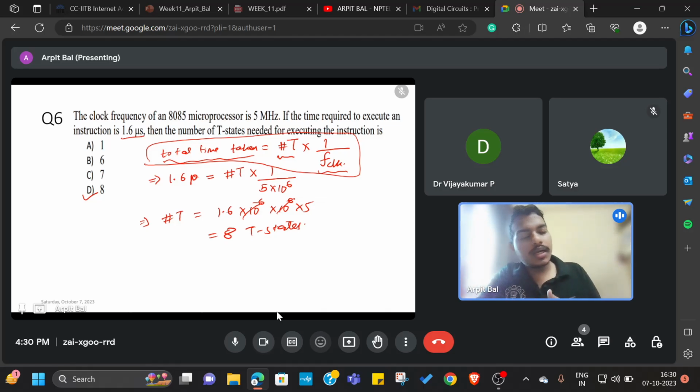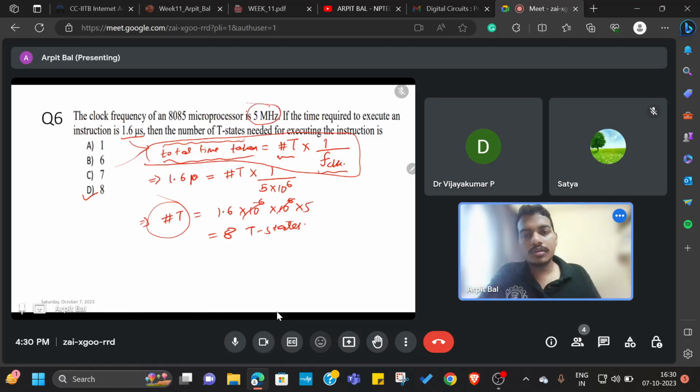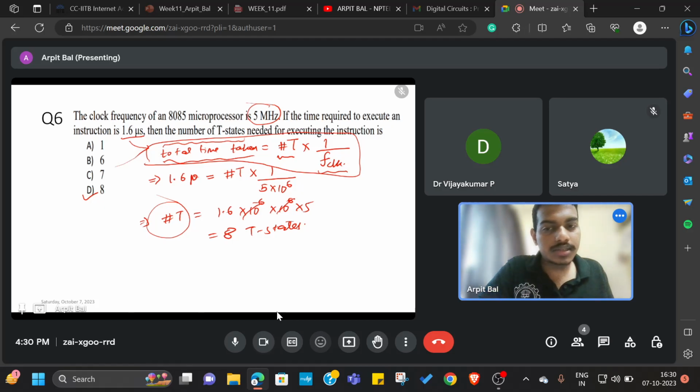Next question was related to figuring out the number of T states needed for execution of an instruction. The total time taken for a microprocessor to execute an instruction is the number of T states times 1 by f clock. Using this equation you can figure out the total number of states. You already know the total time taken, that is 1.6 microseconds. You know f clock, that is 5 megahertz. So you just need to rearrange and figure out the number of T states, which comes to 8.